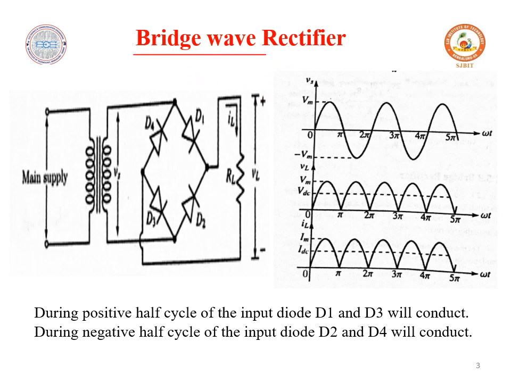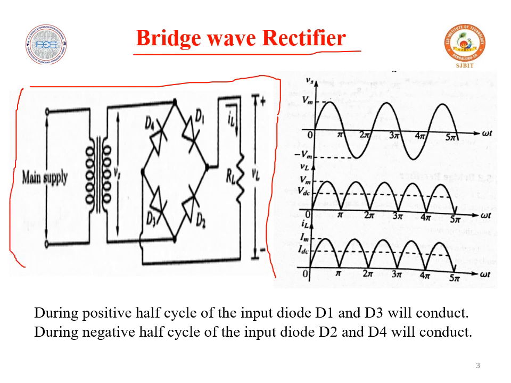Consider the bridge wave rectifier. In the bridge wave rectifier, we can consider 4 diodes. This is also one type of full wave rectifier. In this circuit design, we are considering a transformer, 4 diodes formed in a bridge format, and the load resistor.